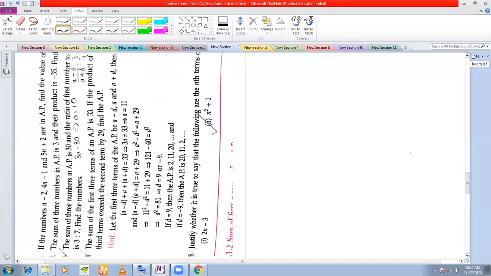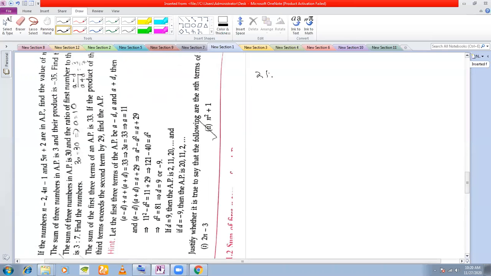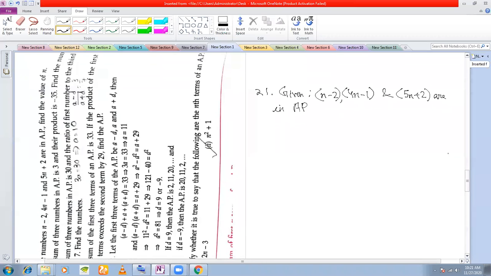Number 21. The question here is, if the numbers n minus 2, 4n minus 1, and 5n plus 2 are in AP. So given n minus 2, 4n minus 1, and 5n plus 2 are in AP. The question is, find the values of n. These are in AP.